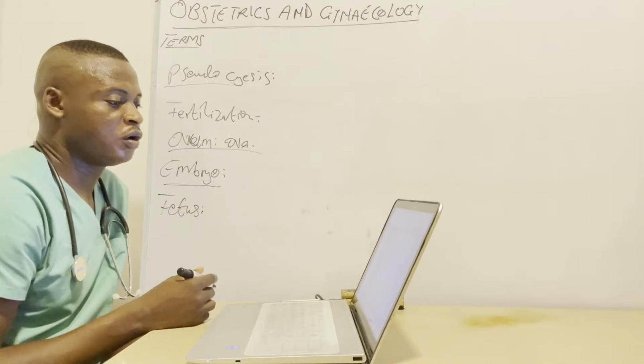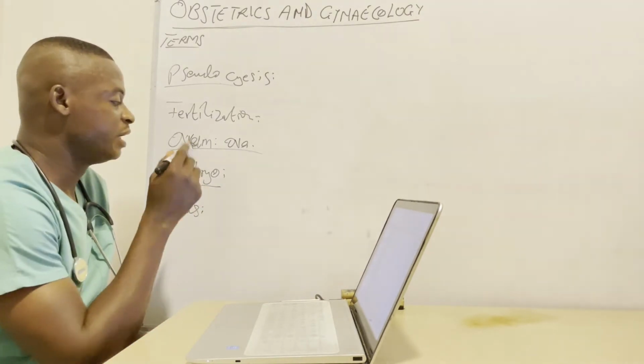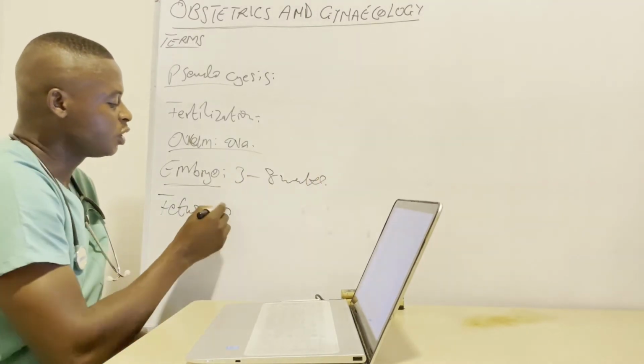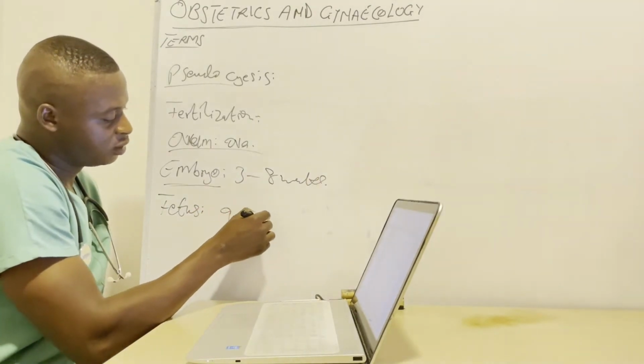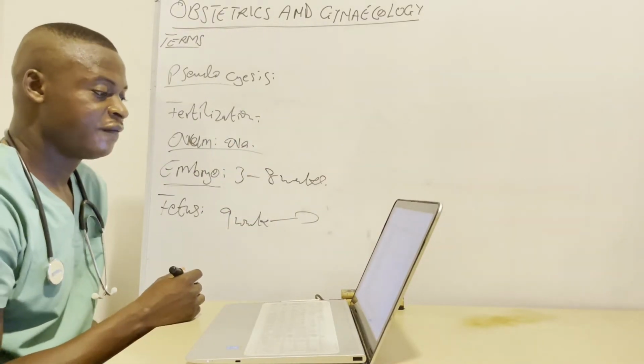Fetus is the development of an ovum from the 9th to 40th weeks of gestation to delivery. So after the 8 weeks, this is 3 to 8 weeks. So after 8 weeks, from 9 weeks onward, to 40 weeks is fetus.